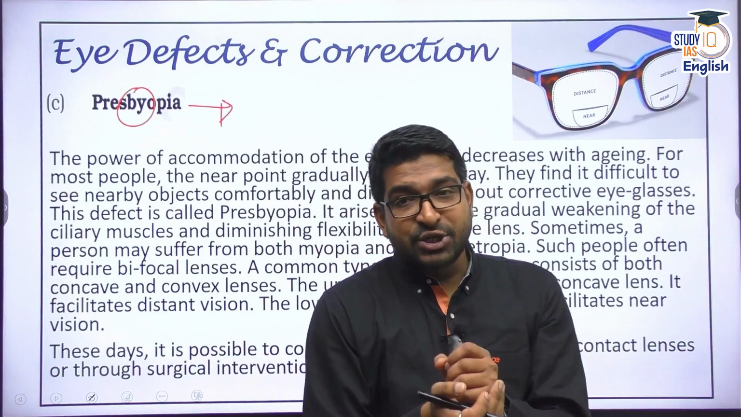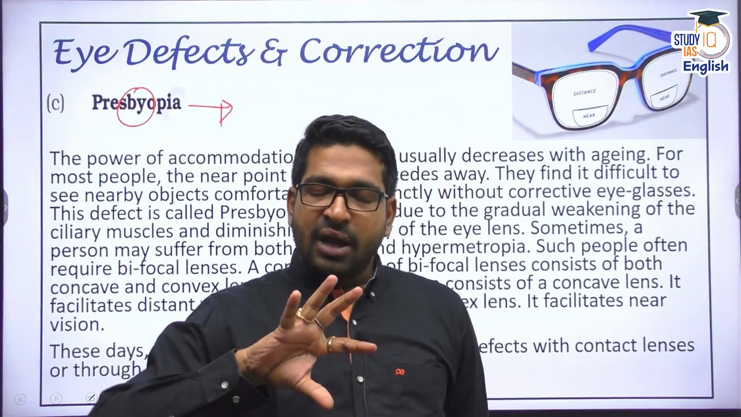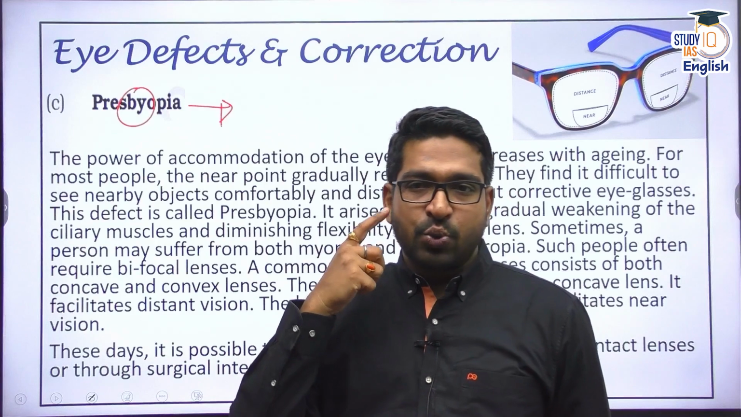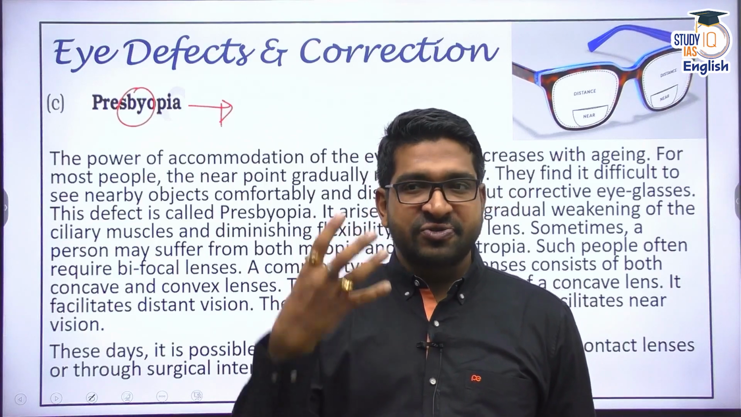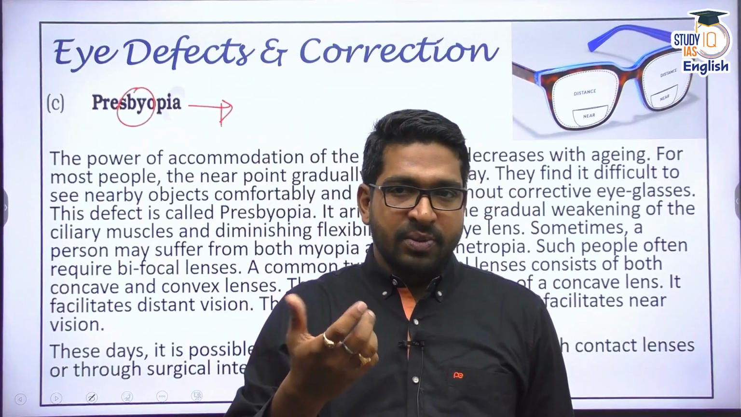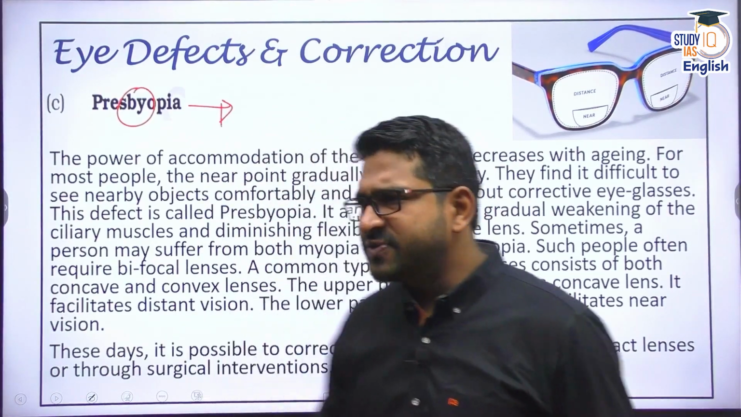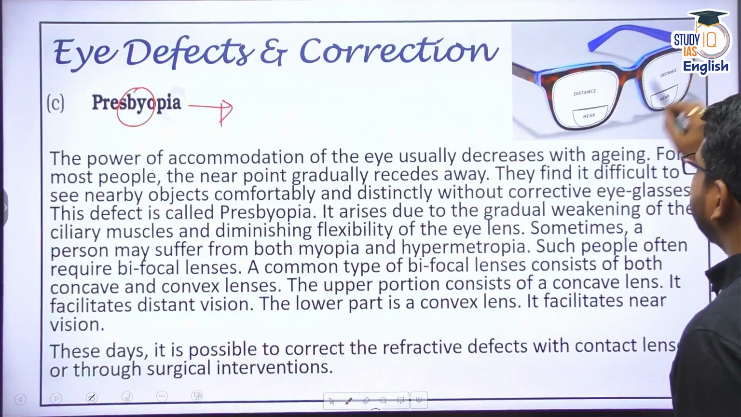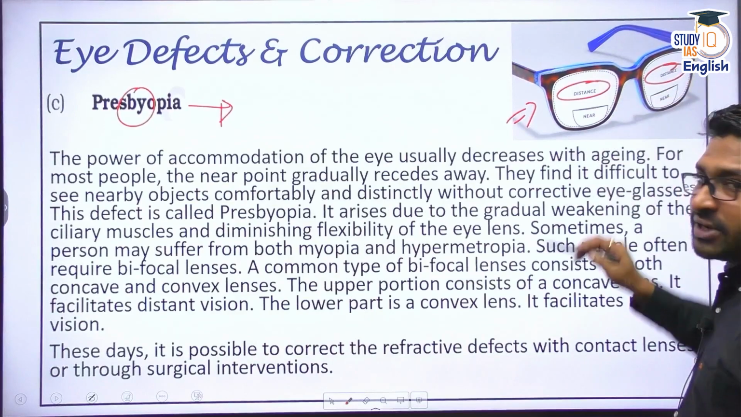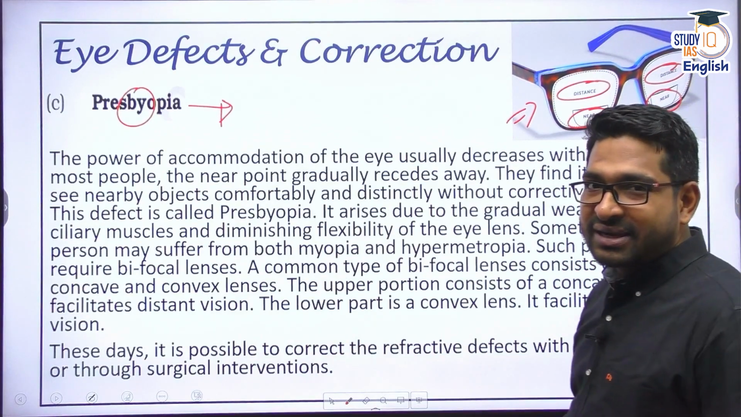You must have seen old age people that they have problems with both. And how do you get a correction there? Because now the power of accommodation is problematic. The ciliary muscles have become weak, so they have to put in too much effort to form an image. Distant image, there is a problem. Nearby image, there is a problem. So what do you do? You go for a bifocal lens. You must have seen many people wearing these kinds of lenses, right? These are lenses where there is correction for distance here and correction for nearby vision here.